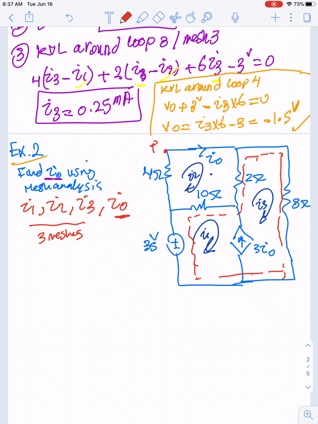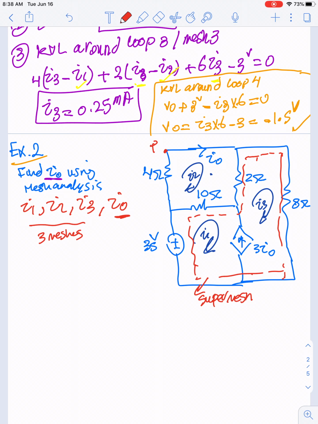So I will start with this one. Whenever we have a super mesh, like this one, it is because we combine 2 meshes into 1 mesh. It's similar to the super node when we combine 2 nodes into 1 super node. And by the way, in nodal analysis, we combine nodes when there is a common voltage source between them. And here we combine meshes into a super mesh when we have a common current source between them. So there is an analogy between mesh analysis and nodal analysis.